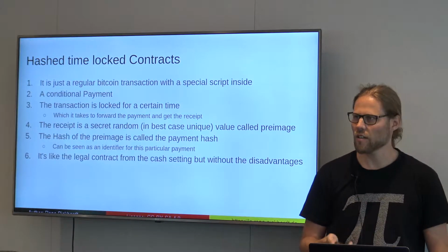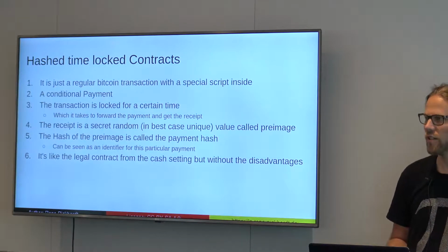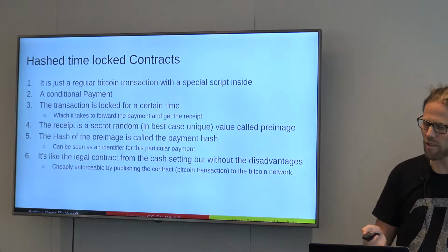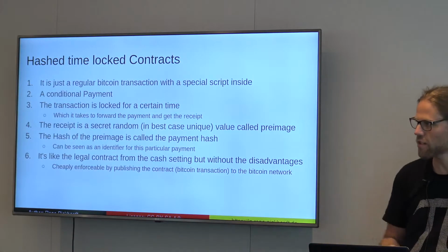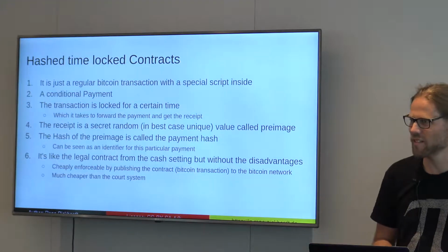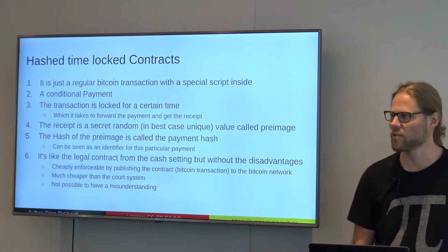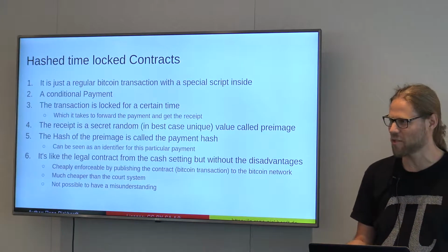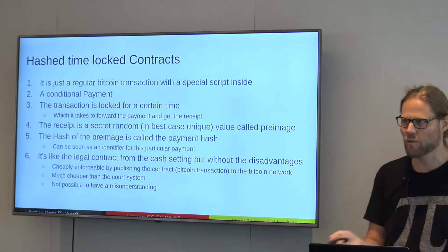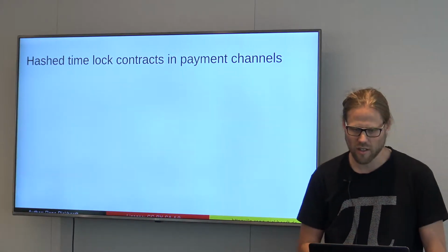And the thing to note is it's really like a legal contract from the cash setting, but without the disadvantages. Because it's pretty cheaply enforceable by publishing the contract, which is the Bitcoin transaction, to the Bitcoin network. It's much cheaper than our court system, even when we have a fee spike. And it's not really possible to have a misunderstanding because it's a programmed contract. It follows a protocol. Everybody knows how to read these contracts, how to follow this protocol. So there is not a lot of room for misinterpretation here.